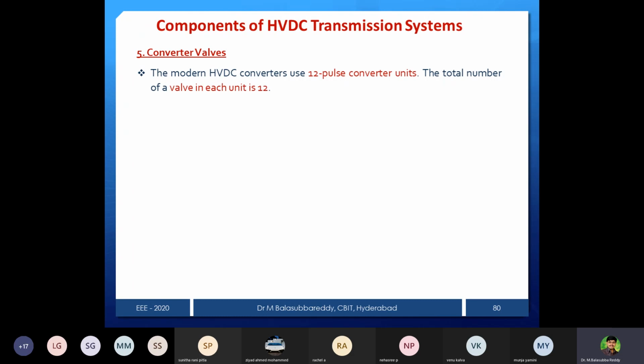In all modern HVDC converters, a 12 pulse converter unit is used. In a 12 pulse converter, the total number of valves in each unit is 12, but in turn there is a combination of series and parallel. If I want to draw or represent the valve voltage, all these things in detail will come under the second unit.